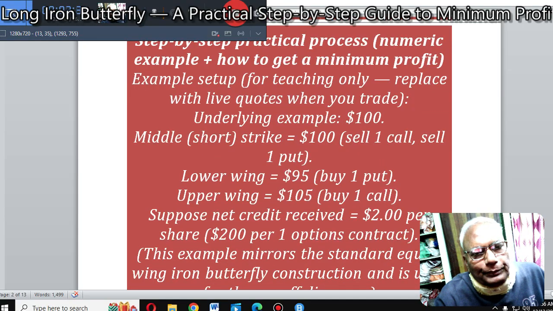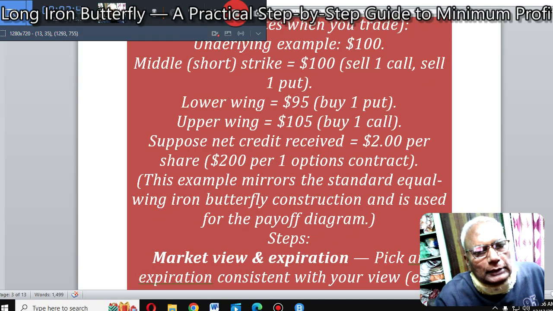Lower wing equals $95, buy one put. Upper wing equals $105, buy one call. Suppose net credit received equals $2 per share. That means $200 per one option contract. This example mirrors the standard equal-wing iron butterfly construction and is used for the payoff diagram.